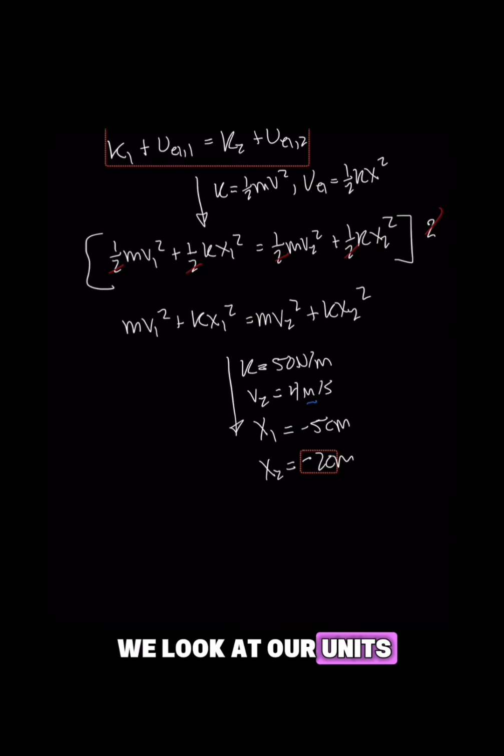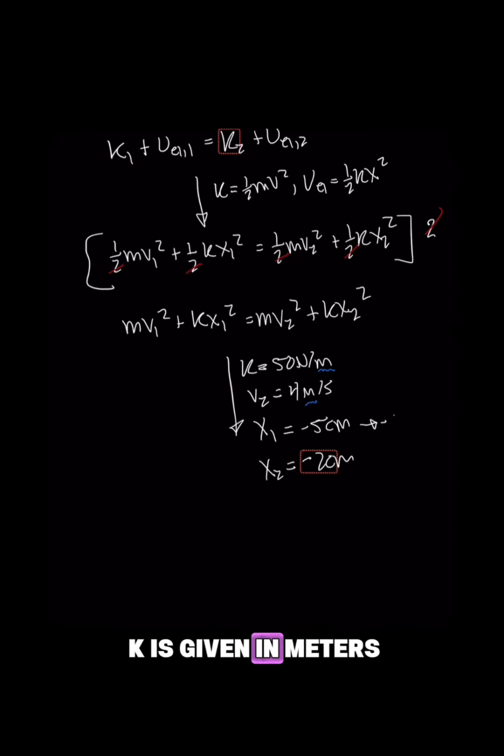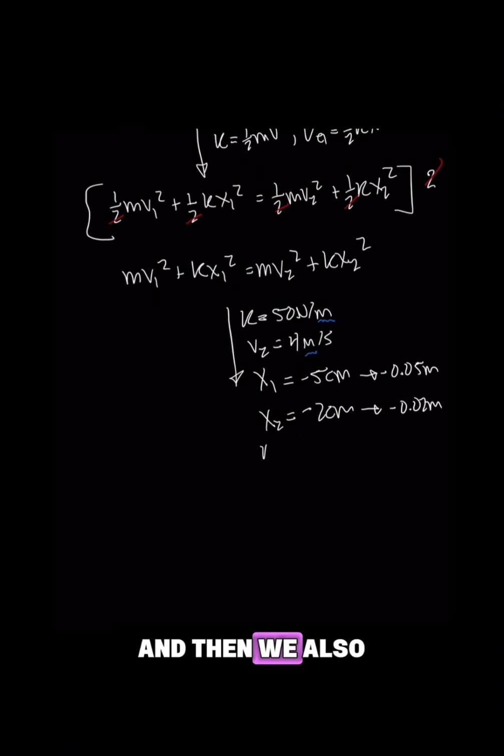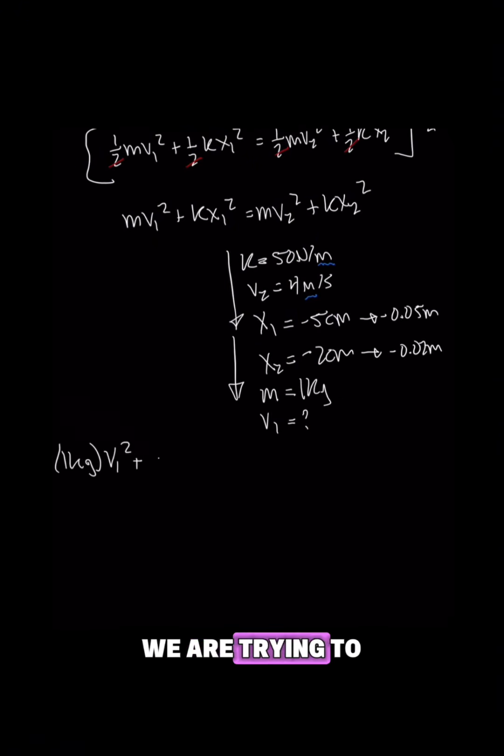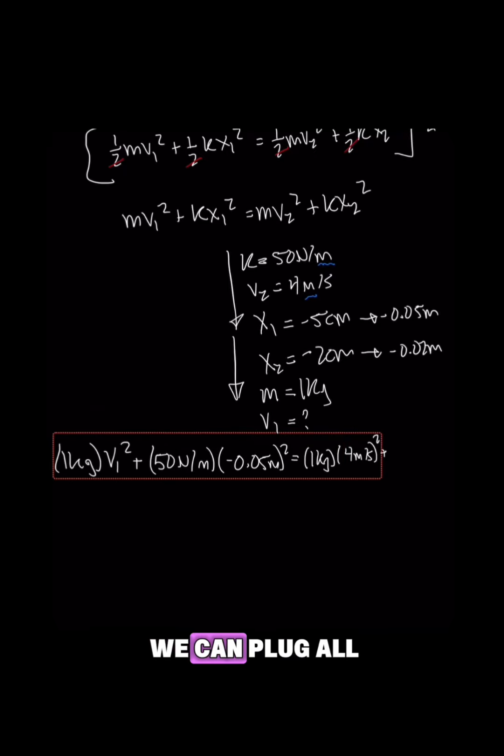Then if we look at our units, the velocity and the k are given in meters. We should convert x1 and x2 into meters as well for the units to make sense. And then we also have the mass equal to 1 kilogram. We are trying to solve for v1, that's our unknown. So we can plug all these in.